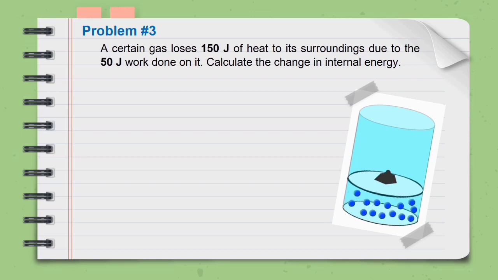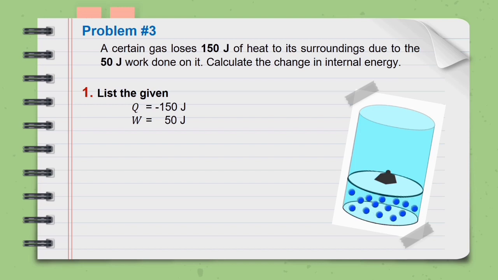A certain gas loses 150 joules of heat to its surroundings due to the 50 joules of work done on it. Calculate the change in internal energy. So firstly, we're going to list the givens. Since the gas loses 150 joules of heat, then the Q here would be negative 150. And since the gas has work done on it, then the work would be positive. So we have here Q is equal to negative 150 joules and W is equal to 50 joules.